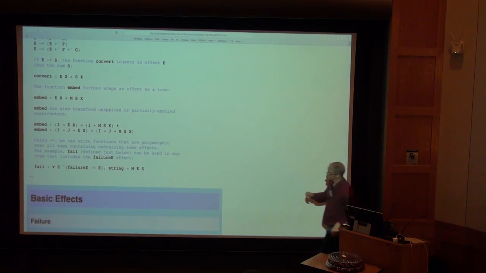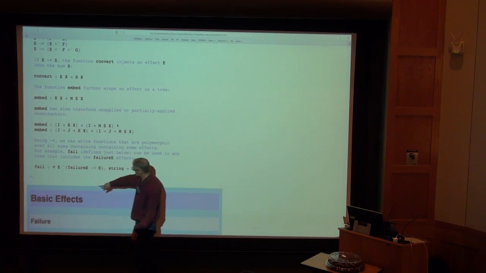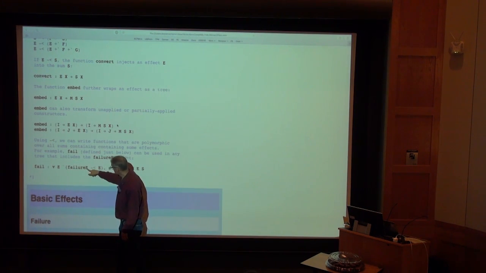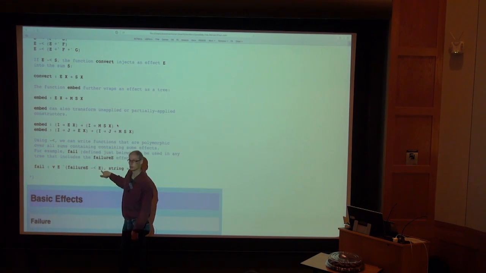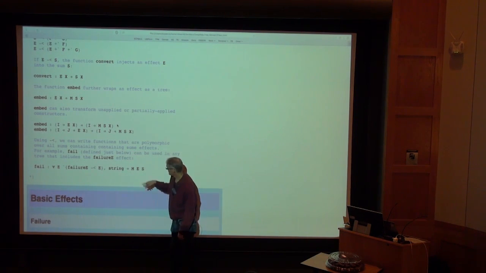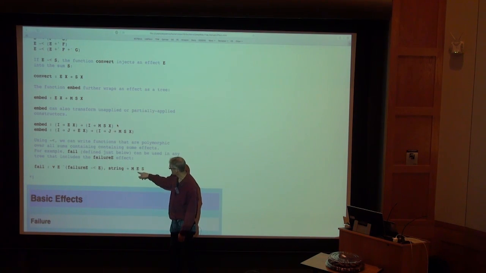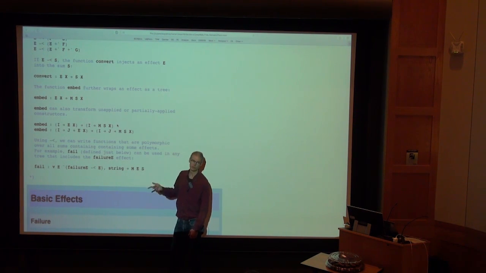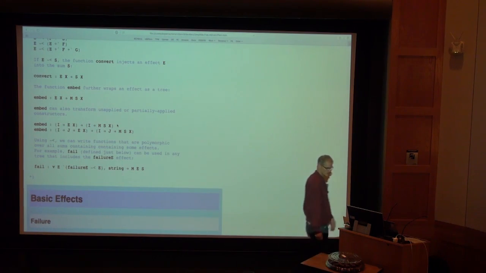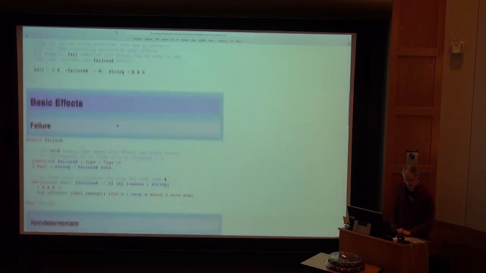Yeah, and so here's the type of fail. It says for any E that the failure event is convertible to, fail has type M E S, and what is S? S is anything, in fact. You can say it either way. It has any result type or it has void result type. It doesn't really matter. Okay, so that was failure.